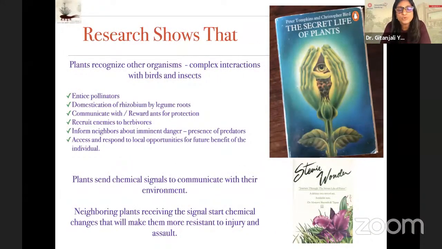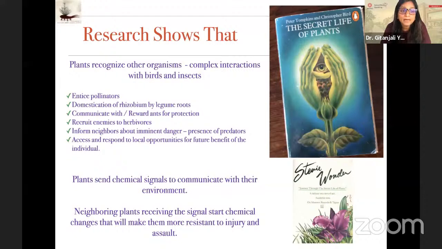Well, research over the last 100 years has shown that plants can indeed recognize other organisms and have very complex interactions with birds and insects. They can entice pollinators. Don't go to the other plant. Come to me, please. My flower is dazzling, prettier and larger and smells much better than what you're going towards. And then the bee or the insect will buzz around and come to this flower.